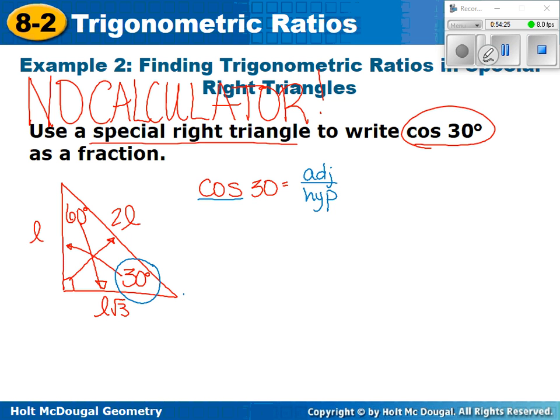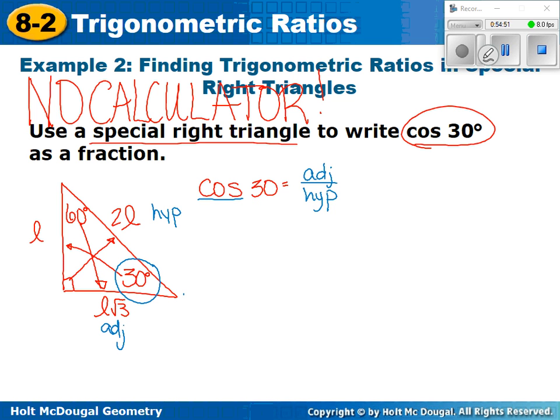Okay, so we're going to look at the 30-degree angle and identify what's the adjacent side and what's the hypotenuse. Which side is adjacent? L square roots of 3. Which side's the hypotenuse? 2L. If you're having trouble, find your hypotenuse first and then ask yourself, which one touches the 30, which one's across from the 30, and that'll help you with your adjacent.